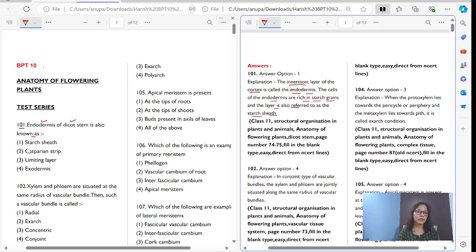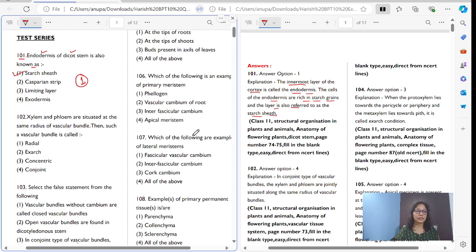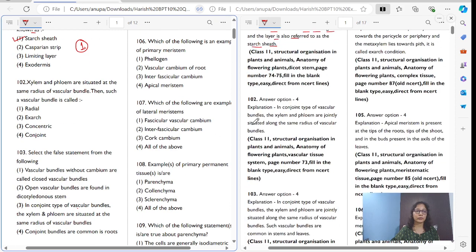The first option is starch sheath, so this is the correct option. Second is Casparian strip, limiting layer, exodermis. So the answer for this question will be option number 1, starch sheath. Endodermis of dicot stem is also known as starch sheath. Let's move to the next question, that is question number 102.